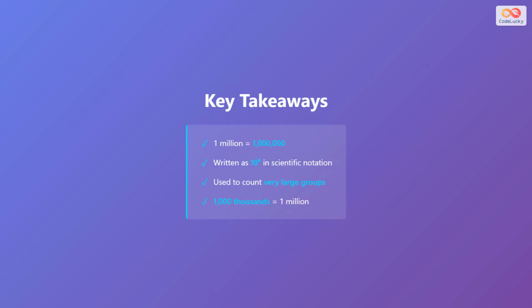Let's review what we learned today. First, 1 million equals 1,000,000. Second, we write it as 10 to the power of 6 in scientific notation. Third, millions are used to count very large groups of things. Fourth, 1,000 thousands equals 1 million. Remember these key points as you continue learning about numbers.